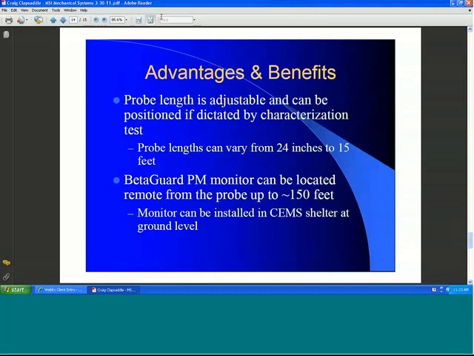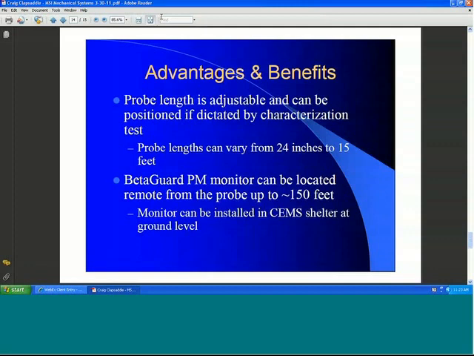As I mentioned earlier, you have to find a representative sampling location in the stack, and that can vary from stack to stack. The BetaGuard probe length is adjustable and can be positioned as dictated by a characterization test, if you so choose to do one of those. We have probe lengths that vary from 24 inches to 15 feet, so we can build the probes to whatever length is needed for a specific stack installation.